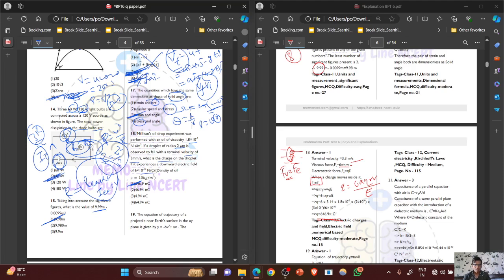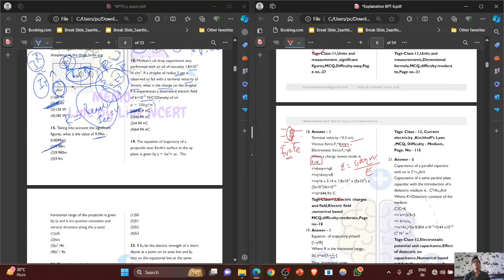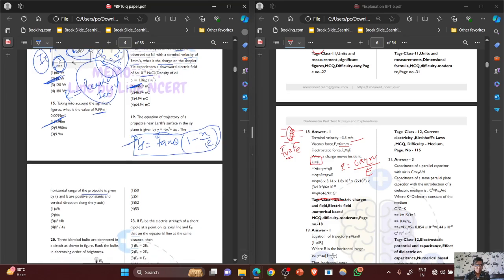Okay. Now moving ahead to the next question. It's a direct question. No need to think too much on this. Now here it is asking, the equation of a trajectory of a projectile near the Earth's surface in the XY plane. What is the horizontal range of the projectile given by? Okay, you know the trajectory is given by y equals x tan theta (1 minus x by R). This is the general trajectory in gravity. Trajectory means if a ball is projected in gravity, whatever trajectory it follows is given by this equation.